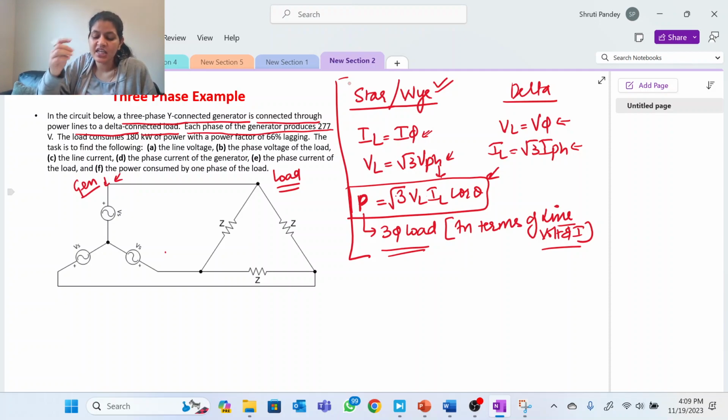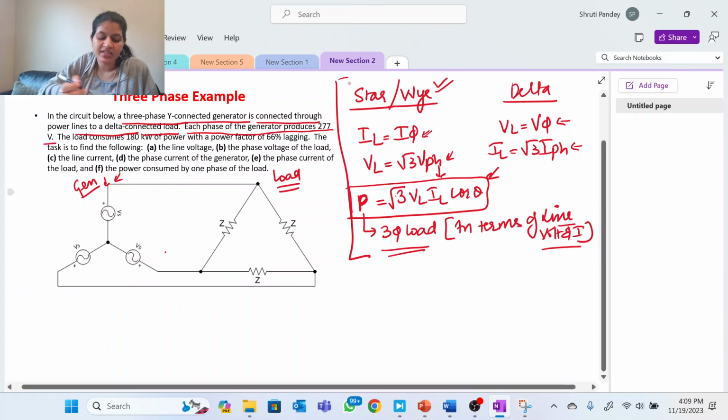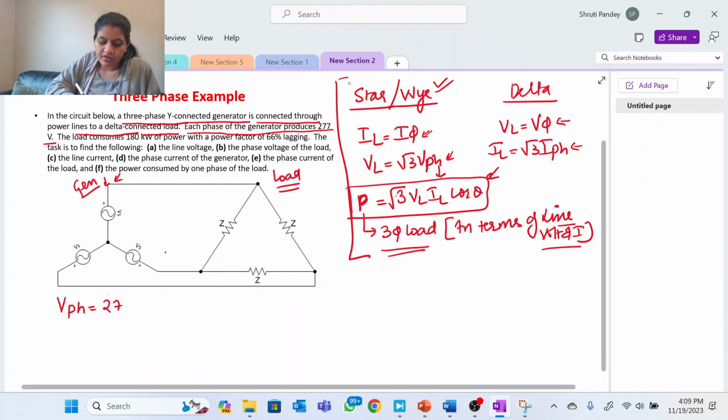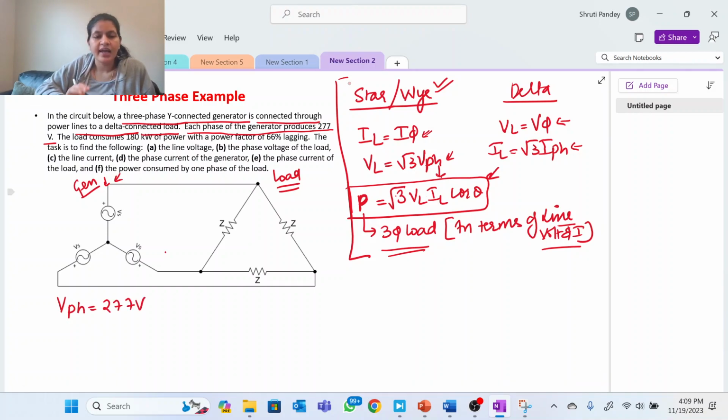Now what has been given in the question: each phase of the generator, there are three phases, produces 277 volts. So at the generator side, the phase voltage is 277 volts, which means all three phase voltages are 277, 277 and 277.